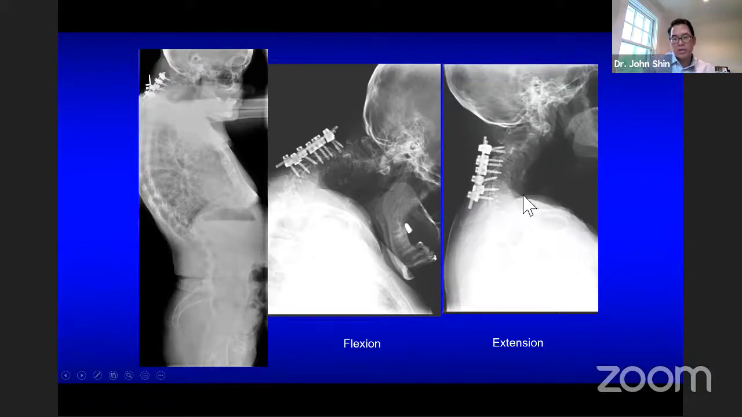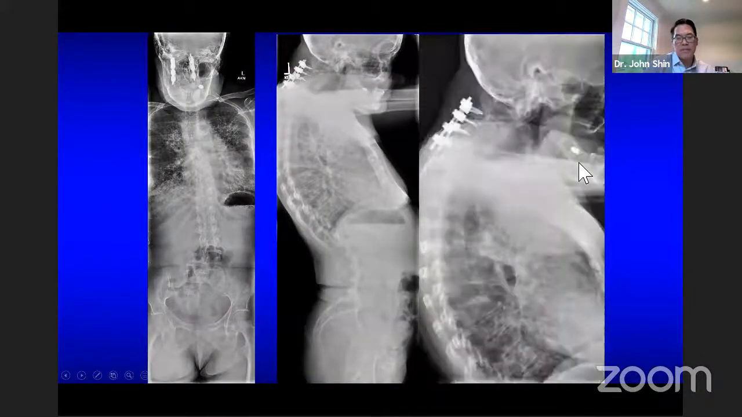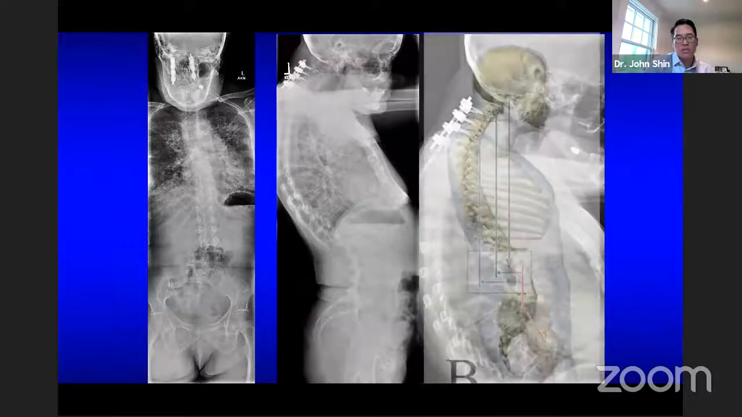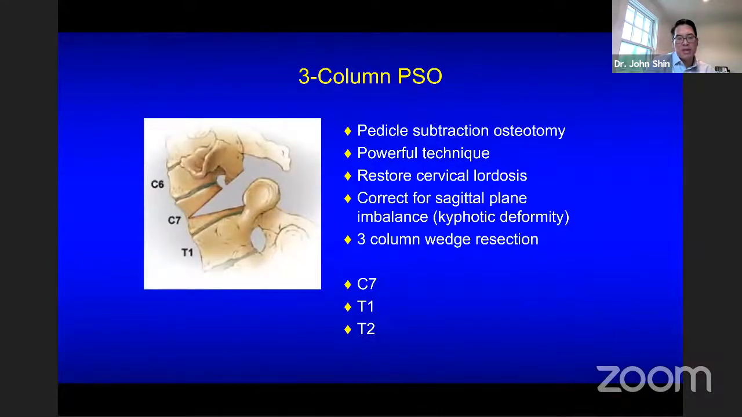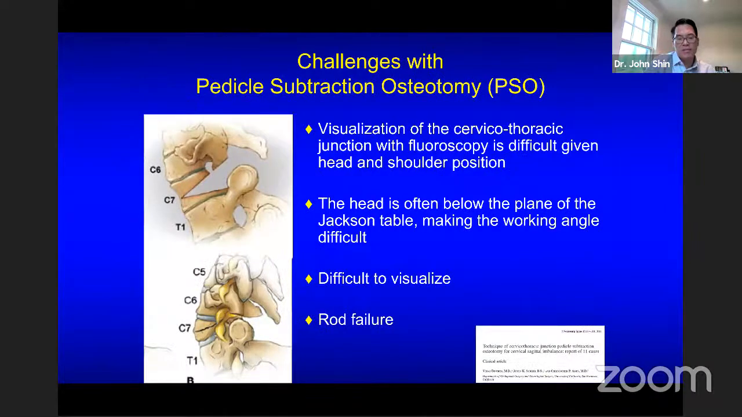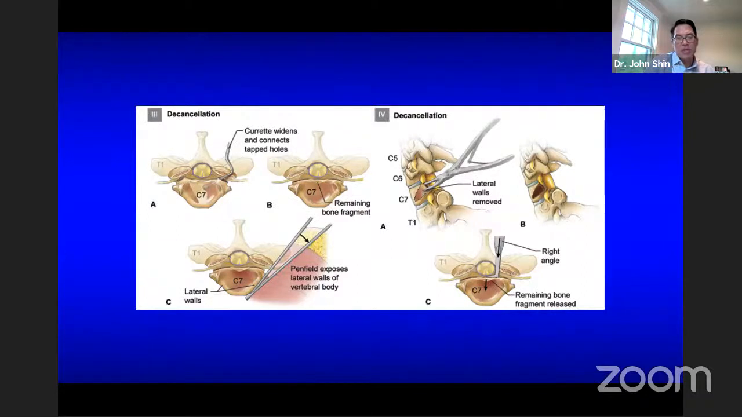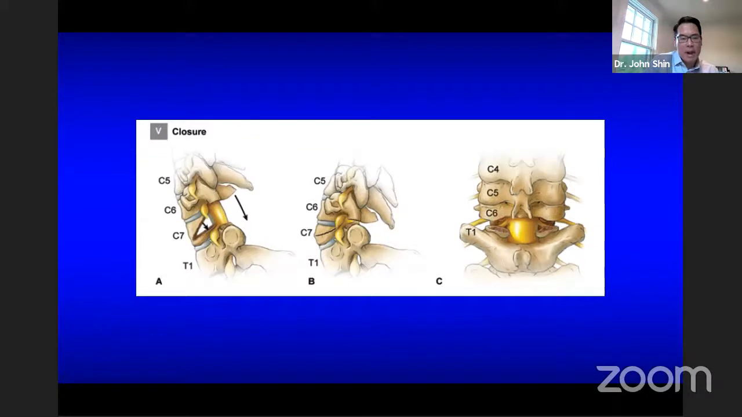At the cranio-vertebral junction. And yeah, you could say that with maximal extension, they have neutral gaze, but look at that standing scoliosis x-ray, right? And that's very similar to that cartoon I showed before. So this case, we did a 3-column PSO, right? Challenges with PSO, it's very difficult to visualize the cervical thoracic junction. But this can be very powerful, whether you do this at C7, T1, can be very powerful to close the spine and get that closure, but you have to be mindful of the nerve roots here. You have to be mindful of what's going to happen when you close that osteotomy.